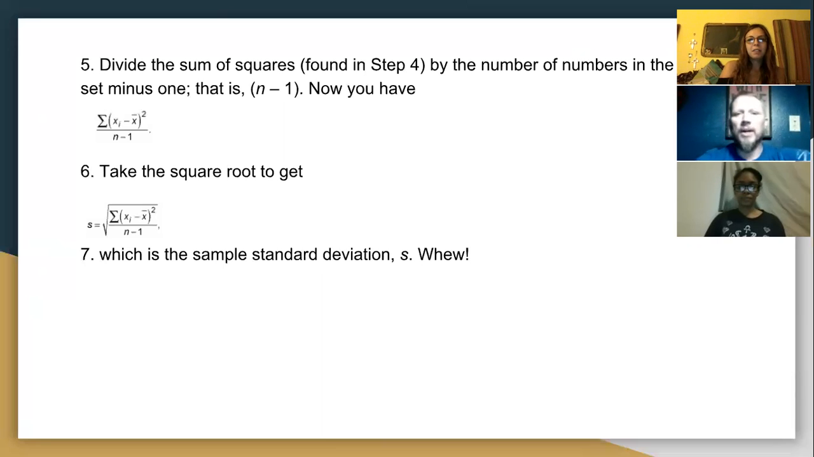Then divide the sum of the squares found in step 4 by the number of values in the data set minus 1. That is n minus 1. Now you have this formula. Take the square root to get s, which is the sample standard deviation.